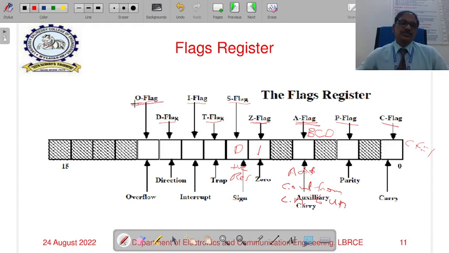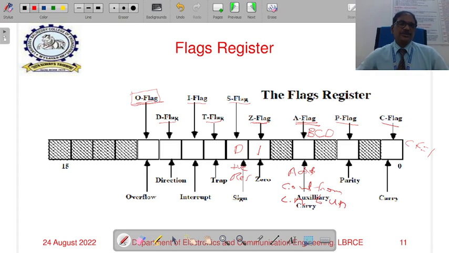So mainly this is used in arithmetic shift left. When arithmetic shift left is performed, sometimes a positive number may become negative, or a negative number may become positive, so that will be indicated as overflow.